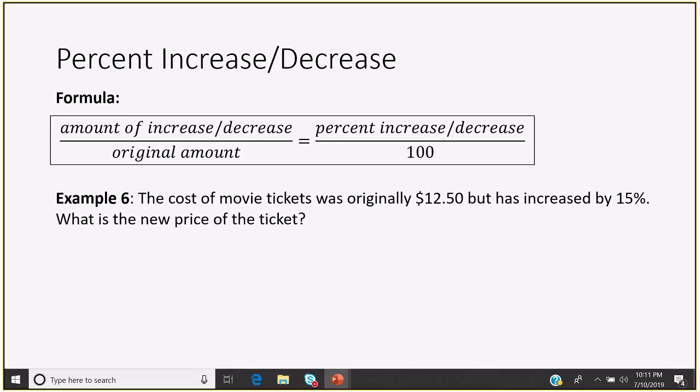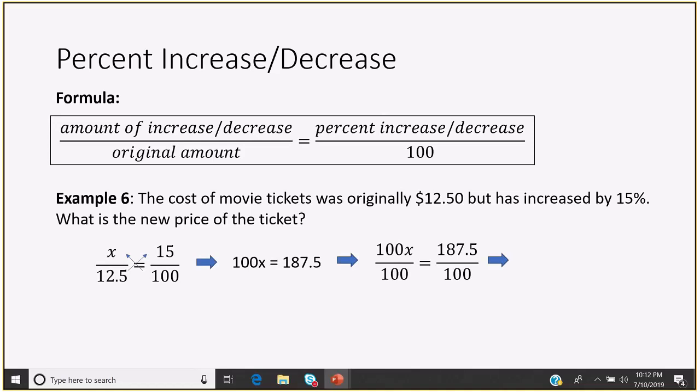So the cost of a movie ticket was originally $12.50, but it has increased by 15%. What is the new price of the ticket? So to set up the formula, my original amount is 12.50, and my percent increase, because the price went up, is 15%, so my proportion becomes x over 12.5 is equal to 15 over 100. I cross multiply, I get 100x is equal to 187.5. Divide both sides by 100. I get 1.875, which in context is important.